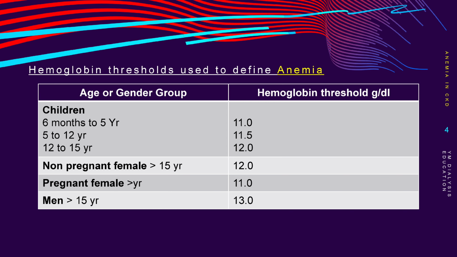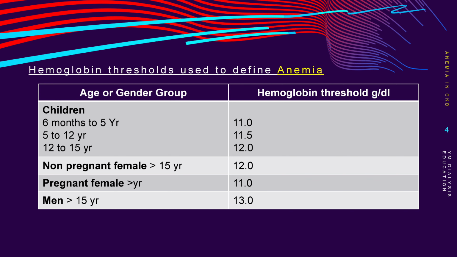So here is the hemoglobin threshold for the different age groups. The first age group is 6 months to 5 years, and its threshold should be 11 grams per deciliter. For 5 to 12 years, the threshold is 11.5 grams per deciliter. And for age 12 to 15 years, the threshold is 12 grams per deciliter.